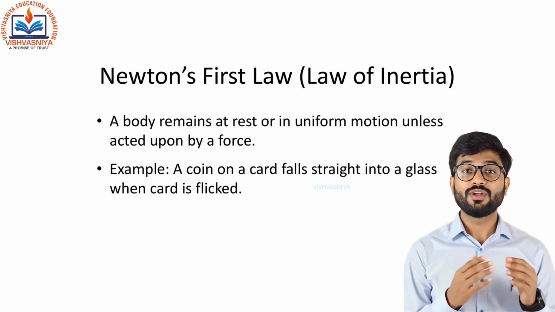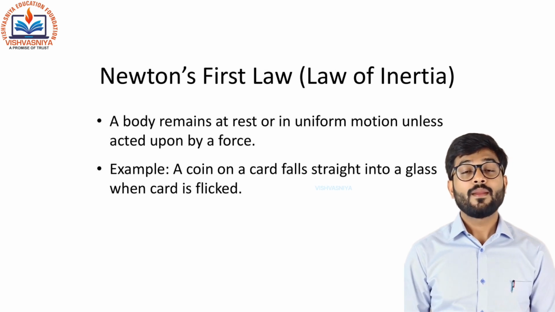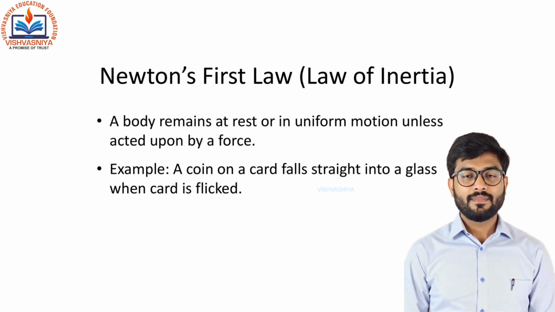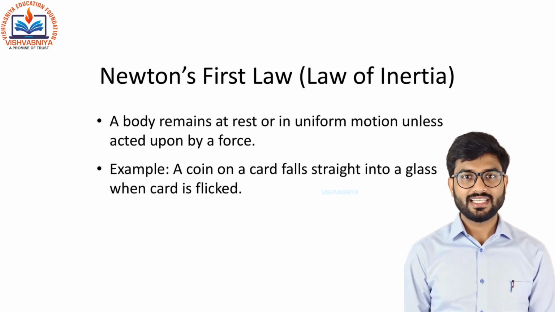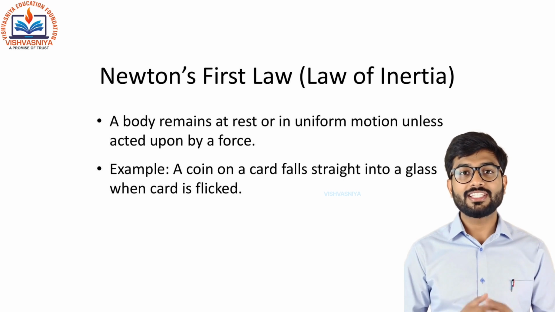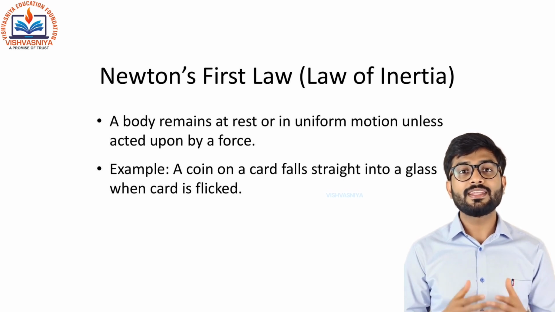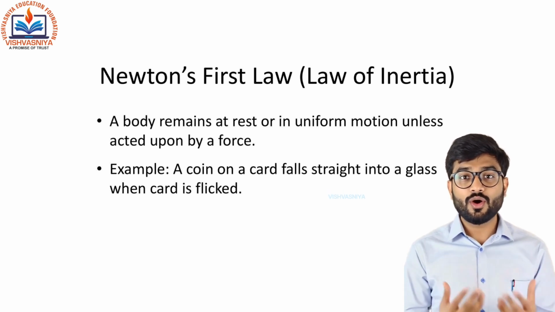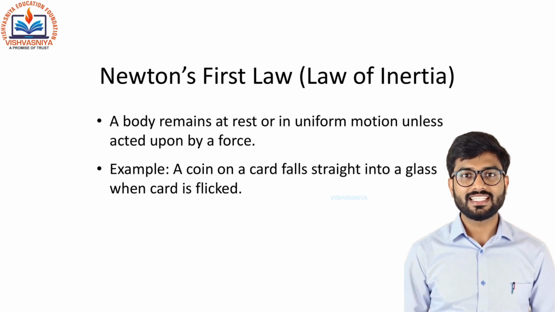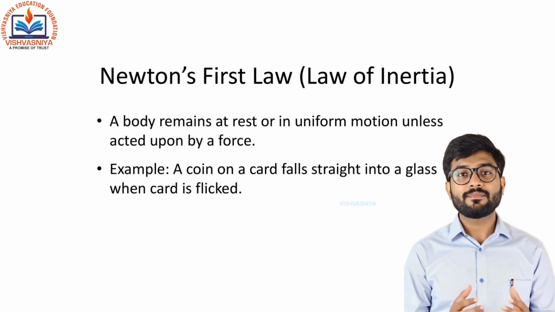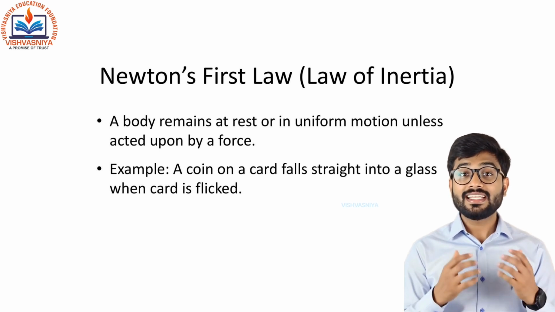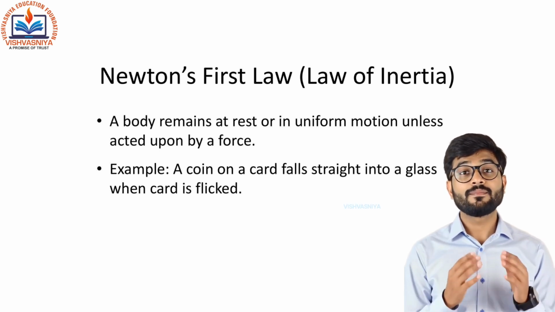Newton's laws of motion. First law, law of inertia. A body continues in its state of rest or uniform motion in a straight line unless acted upon by an external force. This property of resisting change is called inertia. Example, when a bus starts suddenly, passengers jerk backward. When it stops suddenly, they lurch forward. This happens because their bodies resist a change in motion.